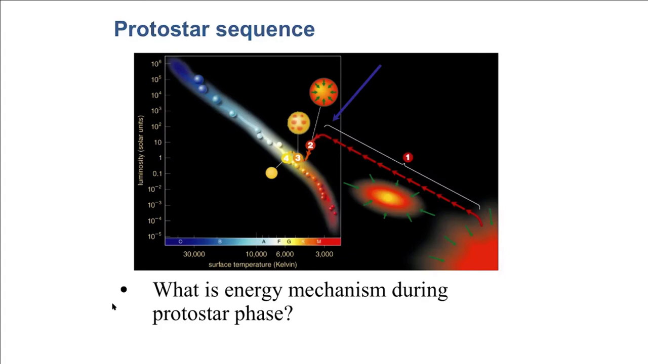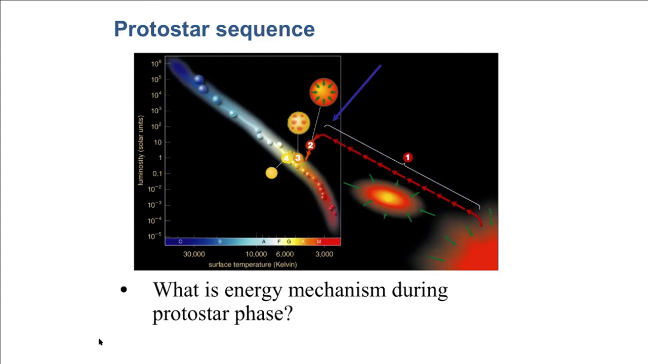The star, this is an example of a track for the sun. The sun is here on the diagram. At this point in its evolution, though, the sun was more luminous, more than 10 times more luminous than it will be when it reaches the main sequence. What is powering it? How is it getting all that energy?